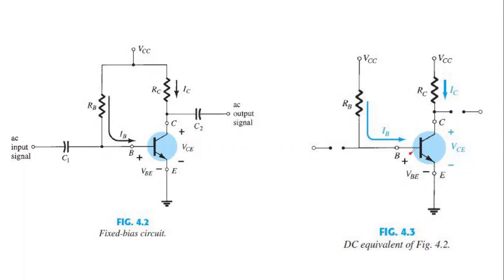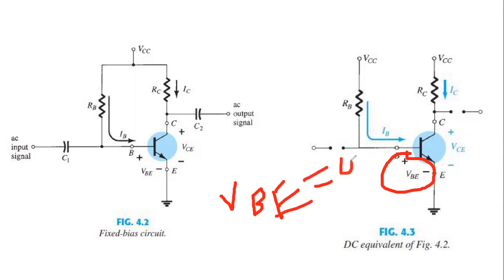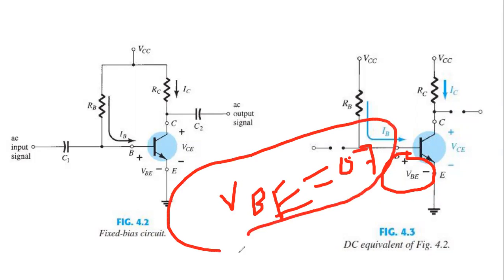And what is the input voltage VBE? Can anyone tell what is the value of the VBE? 0.7. Yes, absolutely correct, because this is the base and emitter, and the base emitter is forward biased, and in forward bias the voltage is 0.7 volt for silicon. Always remember this. The VBE is equal to 0.7.